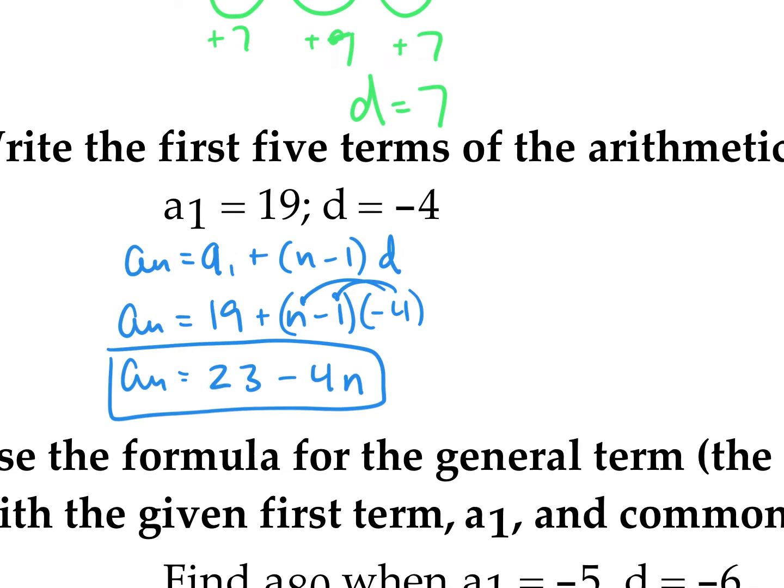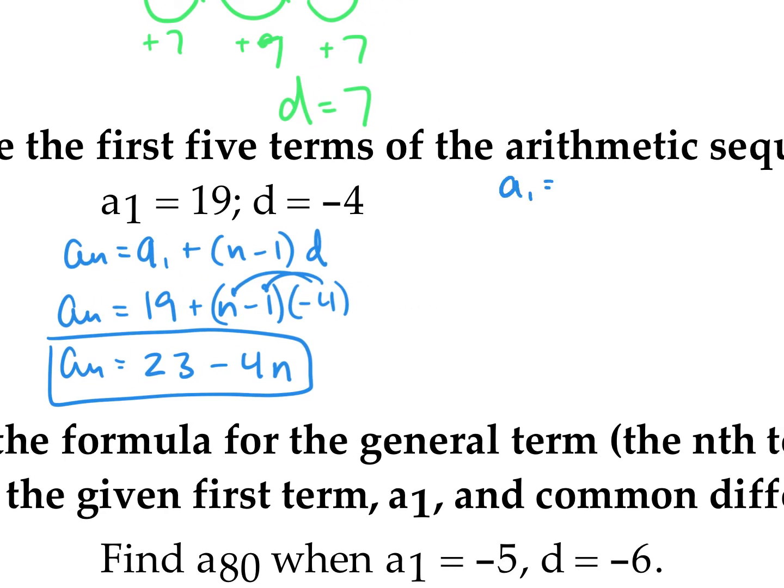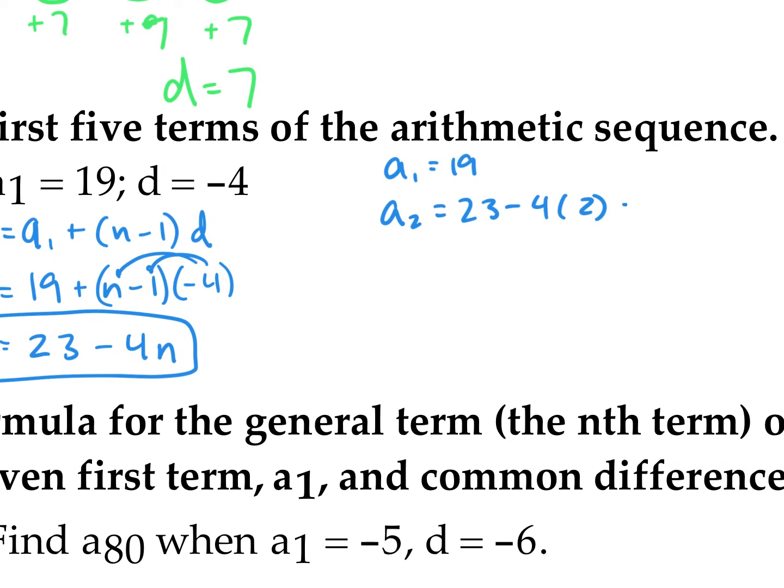So to find the first 5 terms, a sub 1 is already given to us. That's 19. To find a sub 2, what do I need to do? Plug in 2 for n. So I have 23 minus 4 times 2, which is 15. Plug in 3 to find our third term. So 23 minus 4 times 3, 11. Plug in 4. 23 minus 4 times 4.